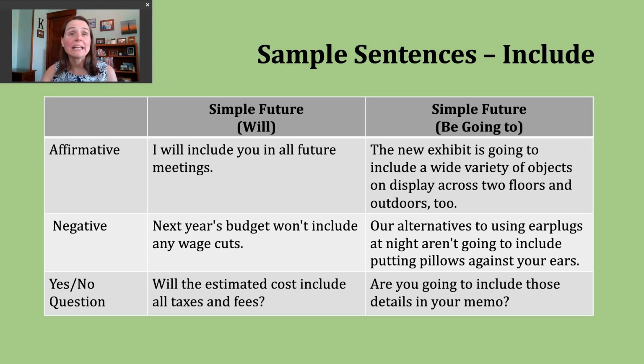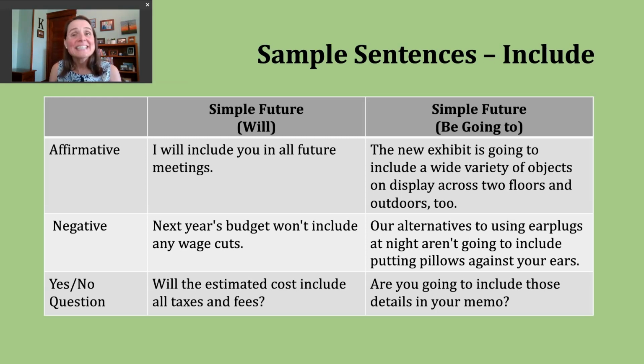Finally, let's look at making a yes or no question in the simple future with be going to. To do this, you're going to start with your present form of be, whichever form matches the subject. That subject comes next. Then use going to and the base verb. Here's my last example. Are you going to include those details in your memo, right? Are you going to make it part of the whole thing?